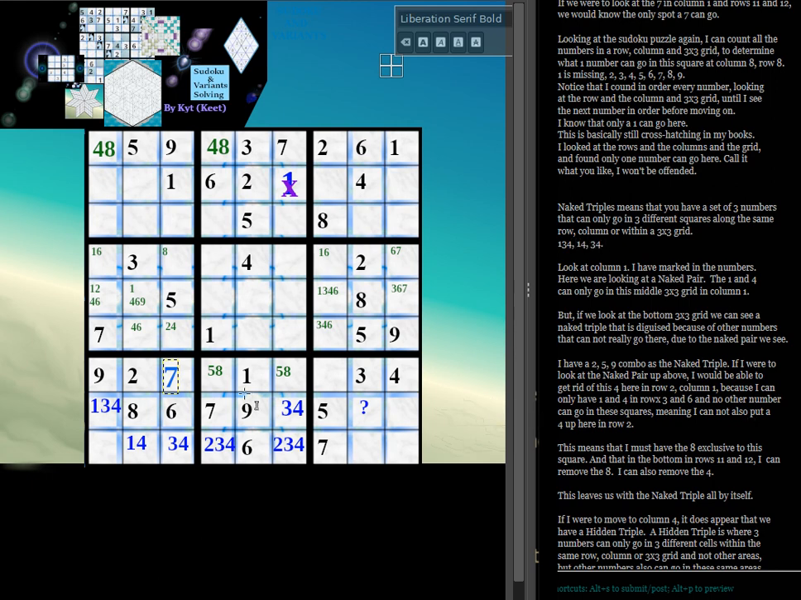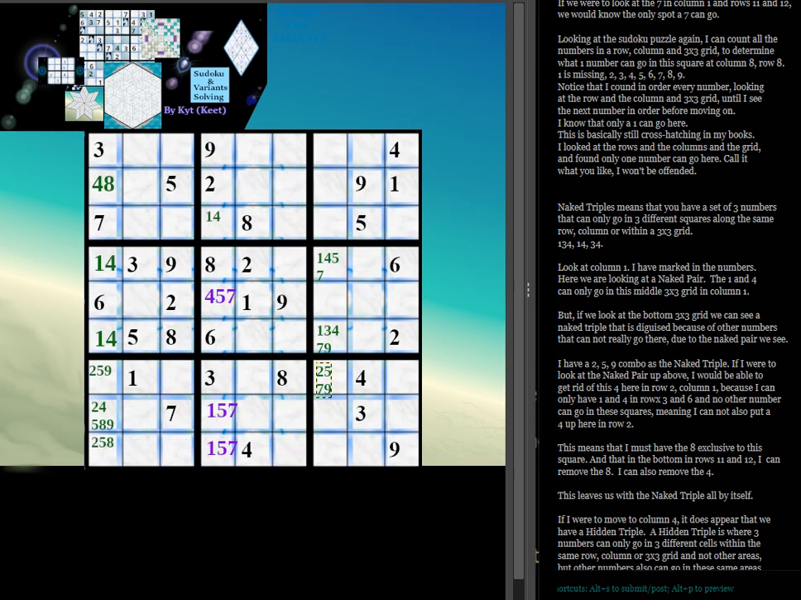Look at column 1. I have marked in the numbers here. We're looking at a naked pair. The 1 and 4 can only go in this middle 3x3 grid in column 1.